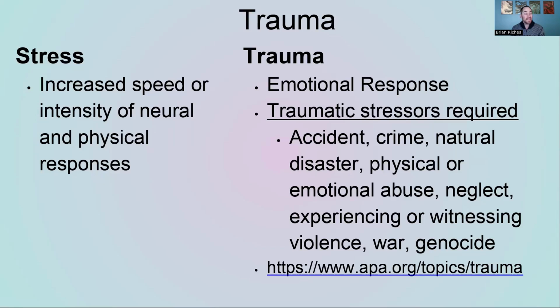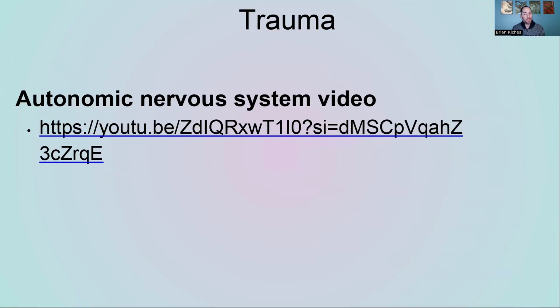All right, so let's talk about specifically the autonomic nervous system. Most of what we've talked about today in the class has gone into the central nervous system and the endocrine system, but let's talk more about the autonomic nervous system and how it is related to trauma.